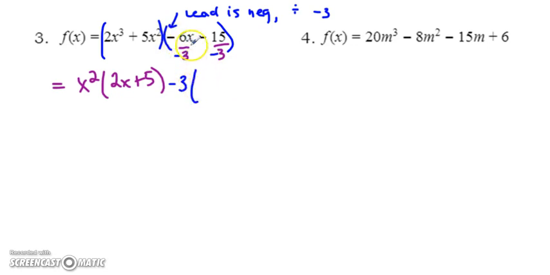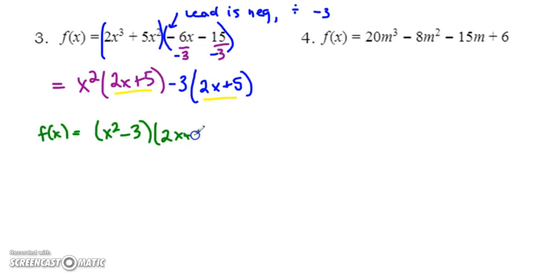So that's going to change -6 to +2, right? Because 6 divided by 3 is 2, and a negative divided by a negative gets me a positive 2x. And then a -15 divided by a -3 is going to get me a positive 5. And if you notice, by doing that, by taking out that negative, we've made sure that our factors are going to be the same. So f of x equals x squared minus 3 times x plus 5.